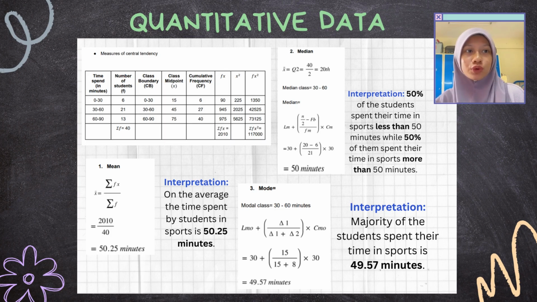The last one is mode. Mode class equals 30 to 60 minutes. So when you put in the formula, it will be 30 plus (15 over 15 plus 8) times 30. So you will get the answer, which is 49.57 minutes. The interpretation will be the majority of the students spend their time in sports is 49.57 minutes.